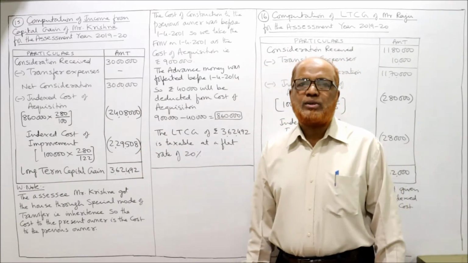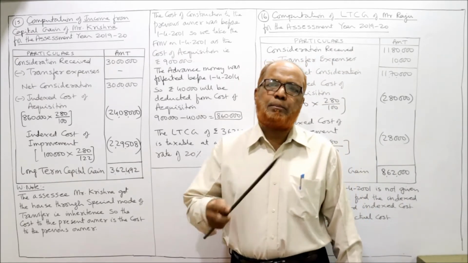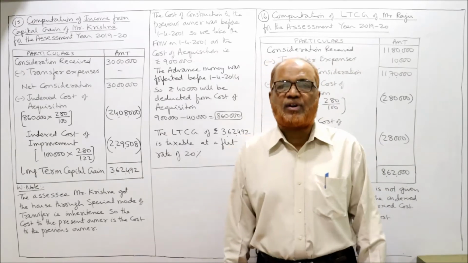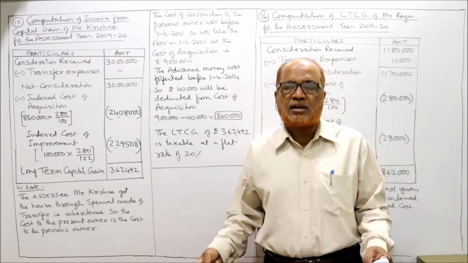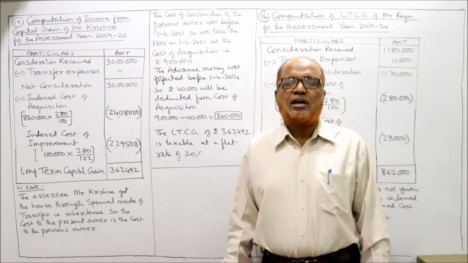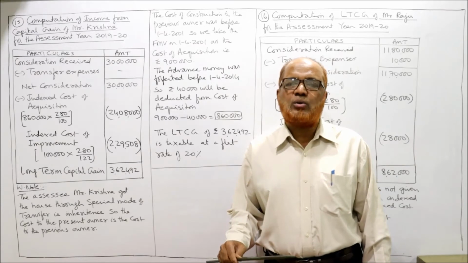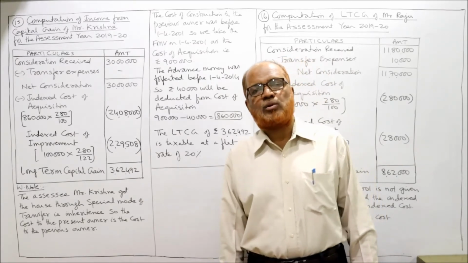Indexed cost of acquisition. The cost to the present owner is the cost to the previous owner because he got the property through a special mode of transfer, that is inheritance. So Krishna has not purchased. Krishna's father purchased it for rupees 1 lakh. But the FMV on 1/4/2001 is 9 lakh. So 9 lakh rupees is the cost of acquisition.